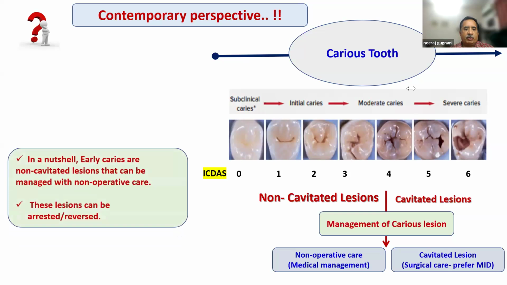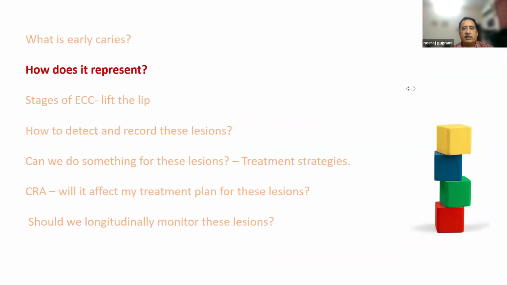So in a nutshell, early caries are those non-cavitated lesions. Those can be managed by non-operative care. So these lesions can be arrested or reversed. You can broadly explain this using this nutshell definition. So how does it present?